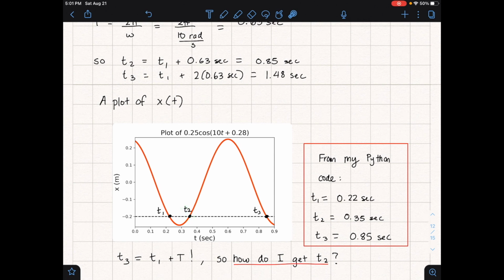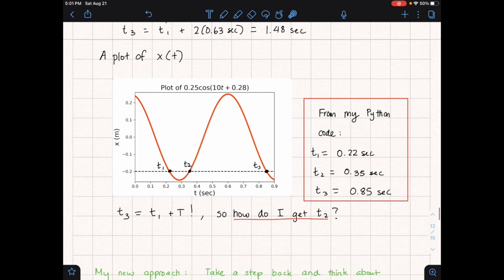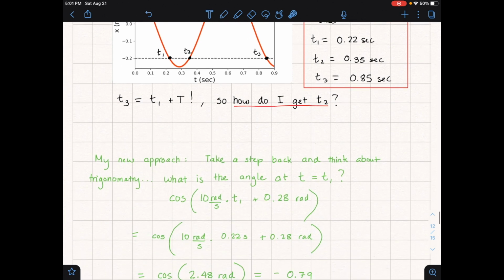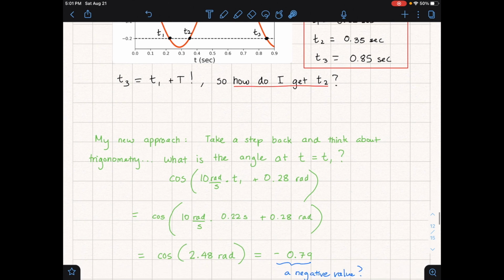How do I derive 0.35 seconds? So now this is how I solved that. My new approach was to take a step back and think about trigonometry. What is the angle, right? What is this angle in the argument for the cosine at t equal to t1?